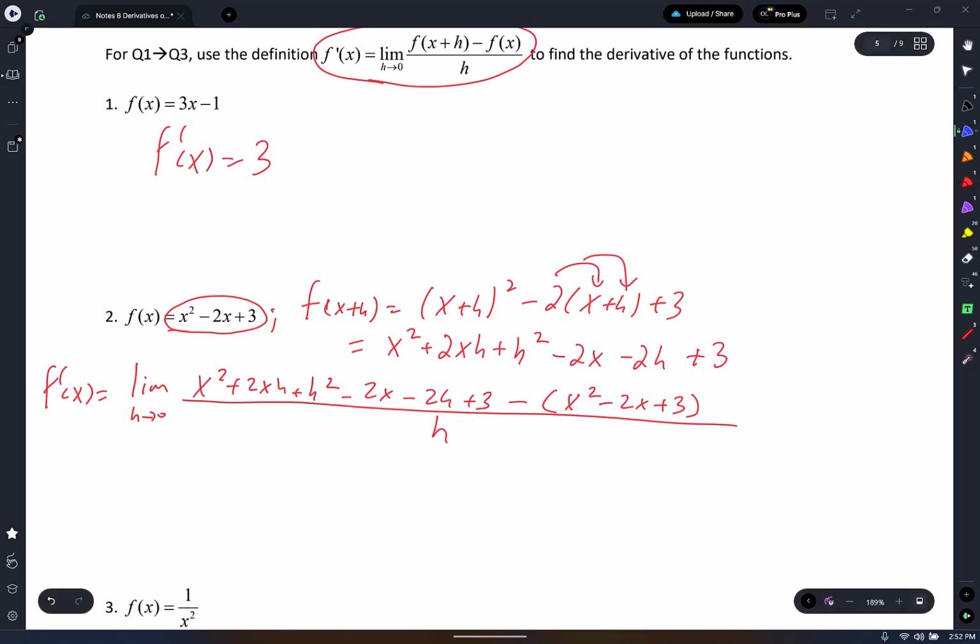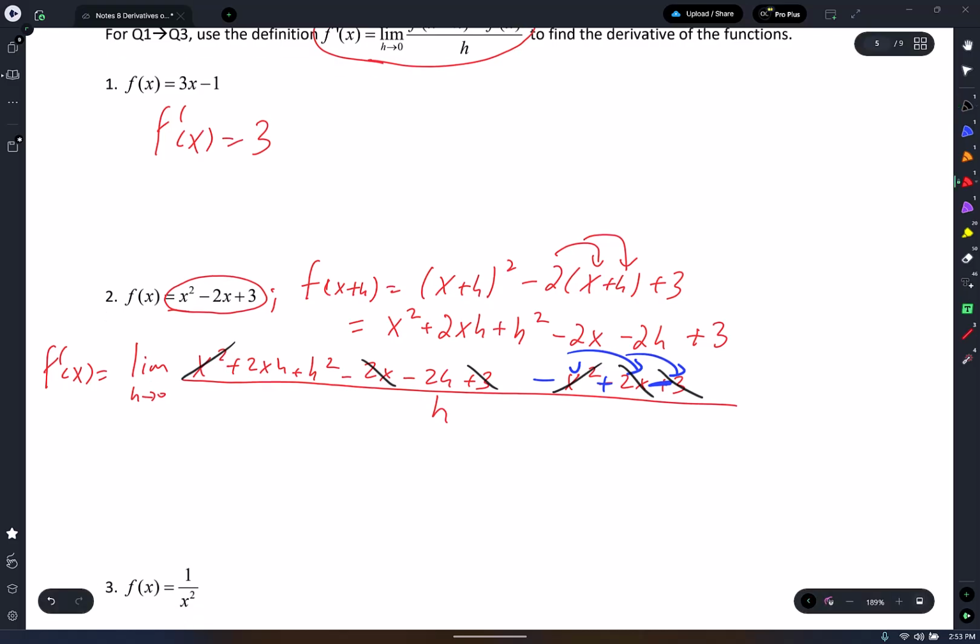Next, what would I do next? I'm going to distribute this negative. So then this would be minus. I guess I could have just done, this will be a plus, and this will be a minus. Do you see what I did there, guys? All right, here we go. What zeroes out? The x squares, the 2x's, and the 3's. Everything from the f of x should cancel out all the time, forever and ever. Always and always.